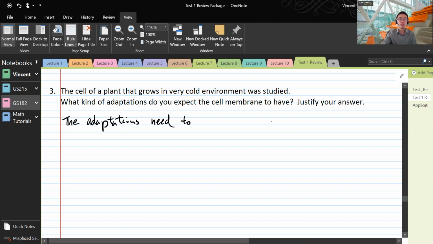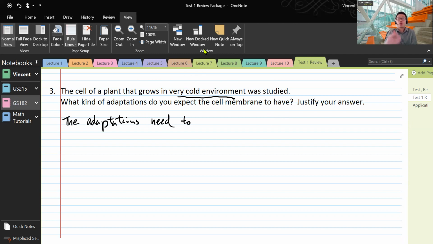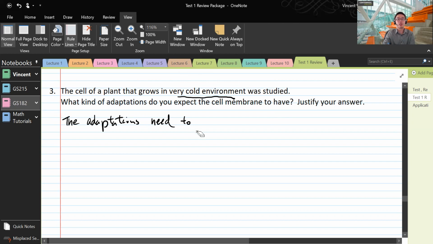Okay, so the adaptations, what do we need to do? Do we need to increase the fluidity of the membrane for a cold environment, or do we need to decrease the fluidity of the membrane when it's very cold? Should we make it more fluid or less fluid? So when it's very cold, things slow down, right? Things become more solid, right? So we don't want that. So the opposite of solid is liquid. So the adaptation needs to increase the fluidity.